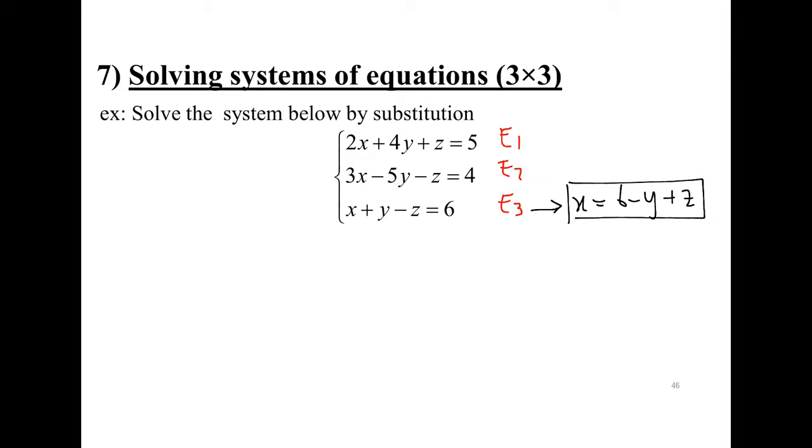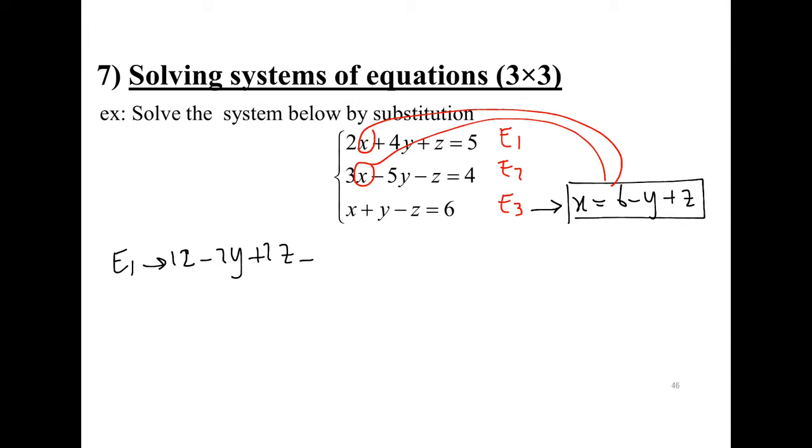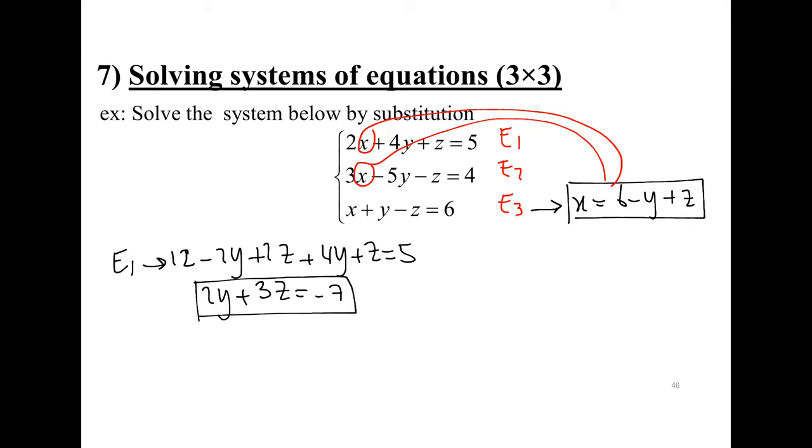Now, the next step would basically consist of replacing x in the other two equations by that expression in terms of y and z. So in E1, when I replace x by 6 minus y plus z, I end up with 12 minus 2y plus 2z, since x is multiplied by 2 in E1, plus 4y plus z equal to 5. And I simplify this into 2y plus 3z equal to -7. So this is my first equation in y and z.